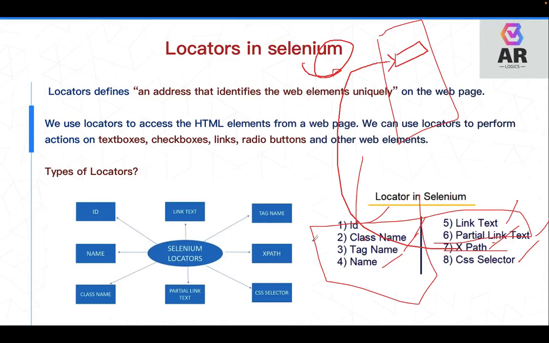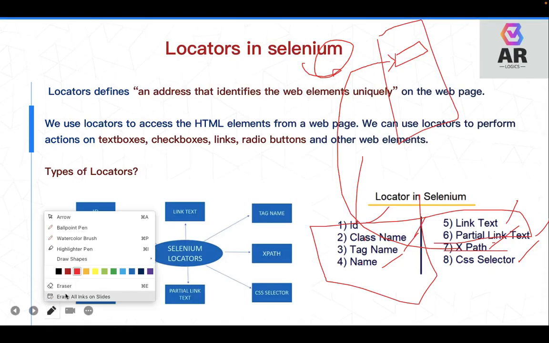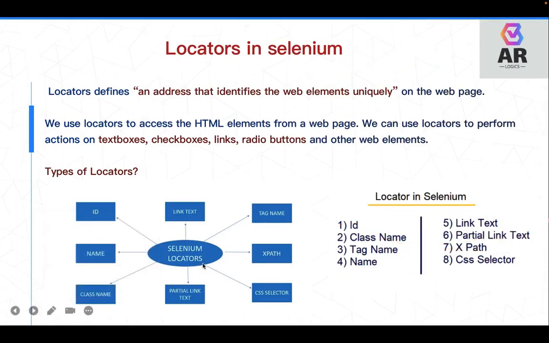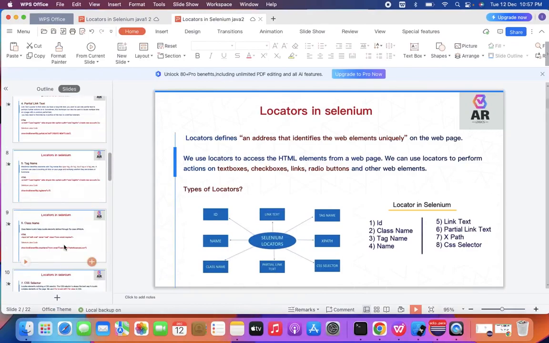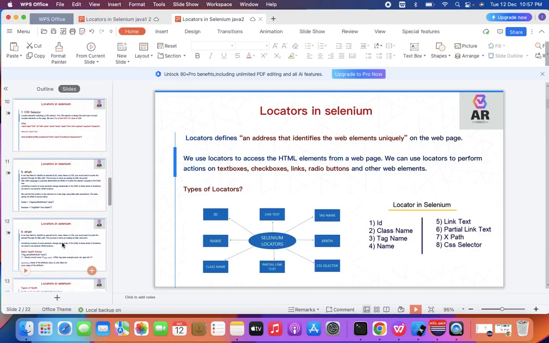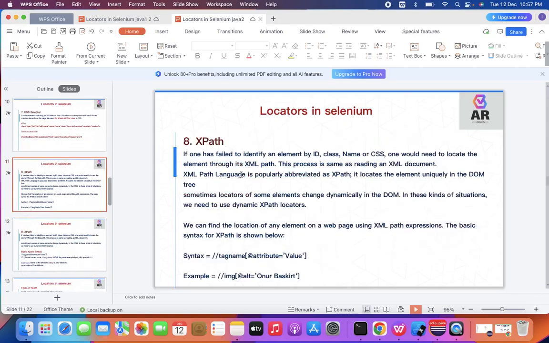Okay, so XPath is very important. What is XPath? How many types of XPath are there? How to use XPath? If you are unable to find the element using ID, class name or CSS, in that situation you can use XPath.